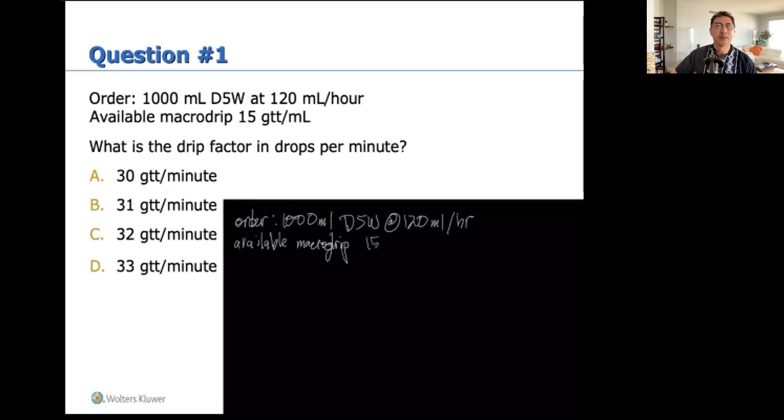Let me fast forward this. I need to write faster. So what is the drip factor in drops per minute? Why did I do this? Why did I just rewrite the question?